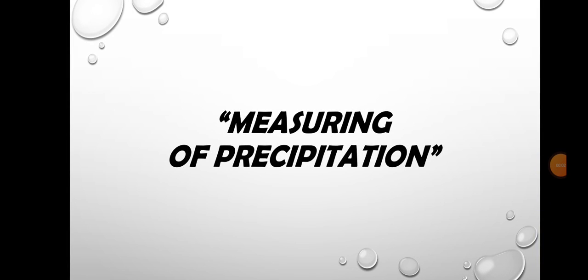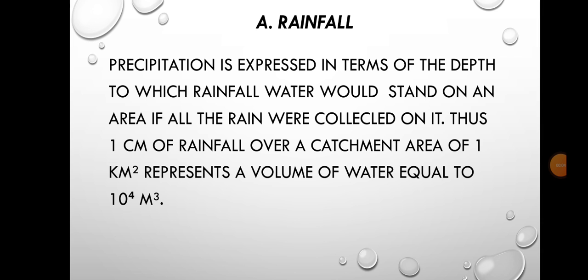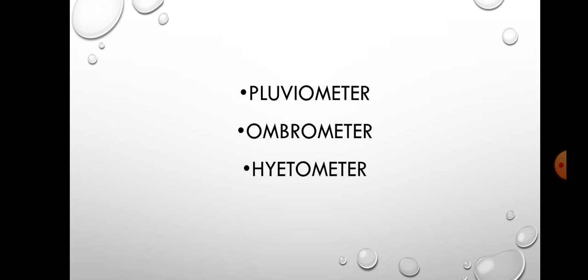Measuring of precipitation. Rainfall. Precipitation is expressed in terms of the depth to which rainfall water would stand on an area if all the rain were collected on it. Thus, 1 centimeter of rainfall over a catchment area of 1 kilometer squared represents a volume of water equal to 10 to the power of 4 cubic meter.